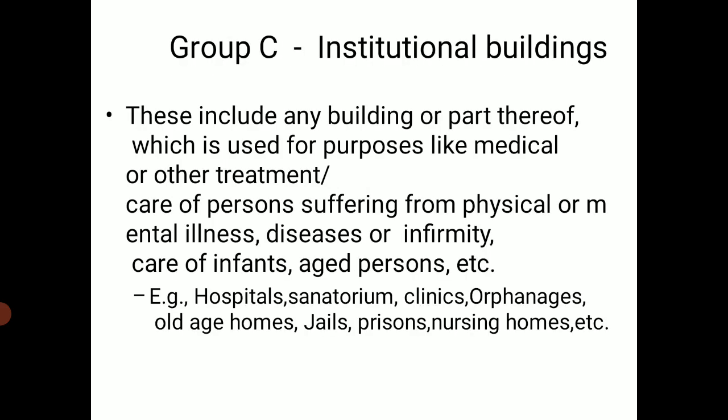Then Group C, institutional buildings. These include any building or part of a building which is used for purposes like medical or other treatment or care of persons suffering from physical or mental illness, diseases, or infirmity, and also care of infants, aged persons, etc. Examples include hospitals, nursing homes, orphanages, sanitariums, mental hospitals, jail, prison, etc.